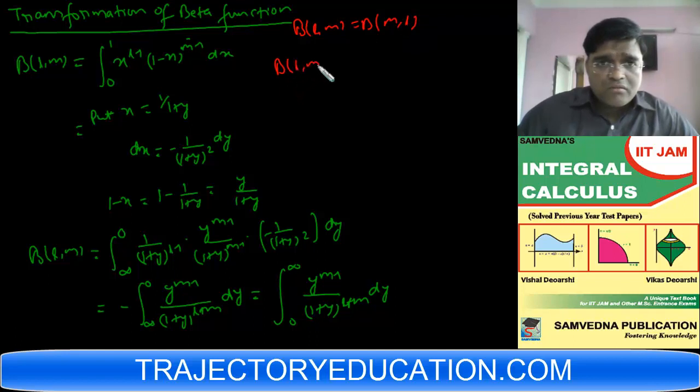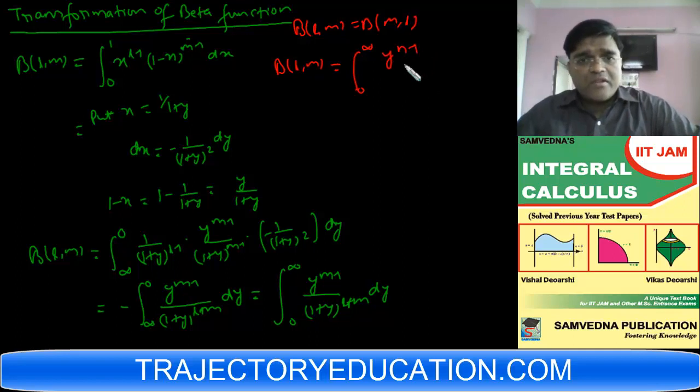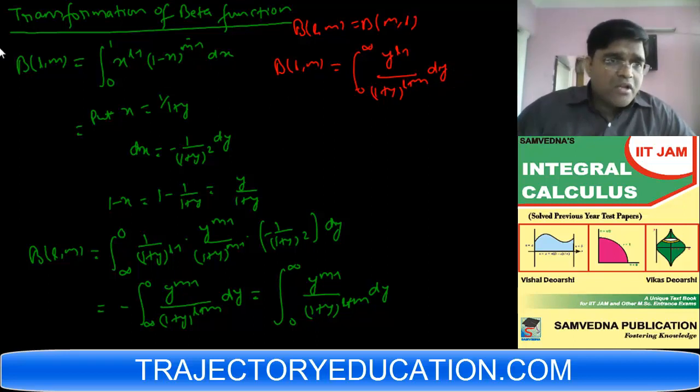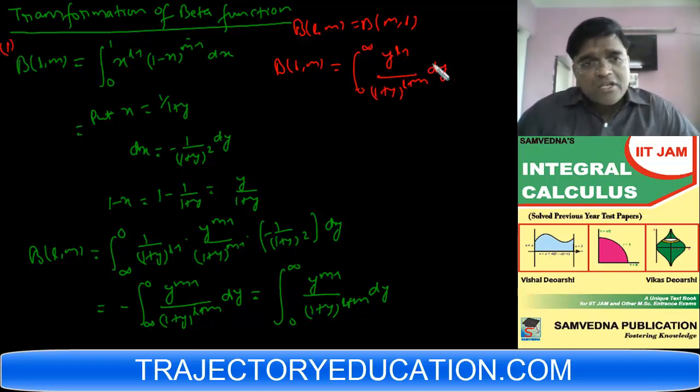we can also write this beta function as, I can shuffle this L and M, and I'll get the integral from 0 to infinity of y^(L-1)/(1+y)^(L+m) dy. So this is one transformation. This is very important. This is one transformation. Let's look at the other transformation.